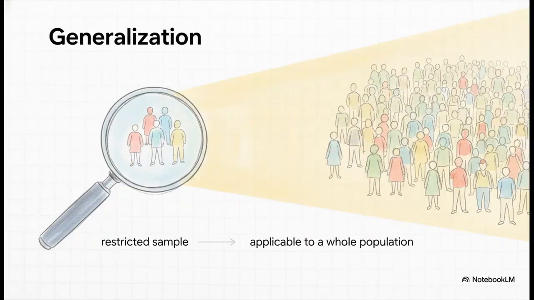And last but not least, generalization. This is all about how far your findings can reach. Usually, the goal isn't just to learn something about the 50 people in your study. The real goal is to see if what you learned about them can apply to the 5 million people they represent. A good design lets you make that leap with some confidence.